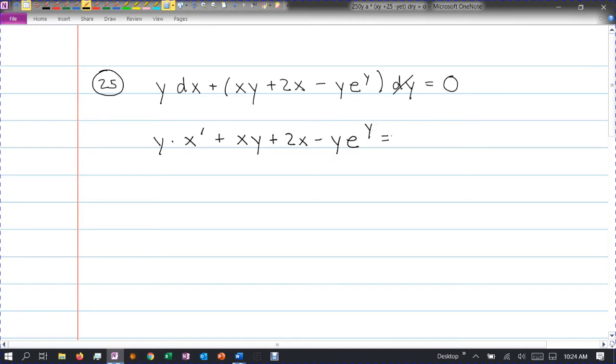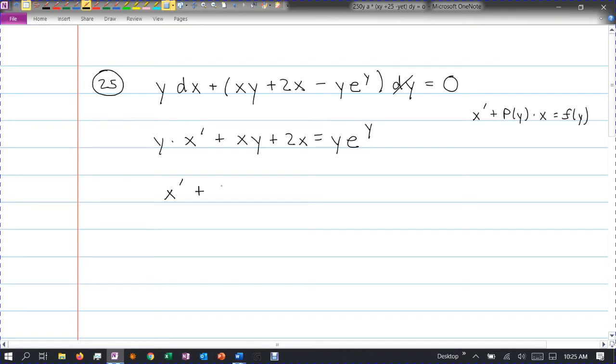And then equals 0. So again, my goal is to get x prime plus some function of y in front of x equals some other function of y. Something like that. So it looks like I can take this stuff here to the right side of the equation. Let me go ahead and cheat a little bit and just do that. Okay, so I've got a function of y on the right side. I need x prime by itself. I need to divide everything through by y. Let me do that.